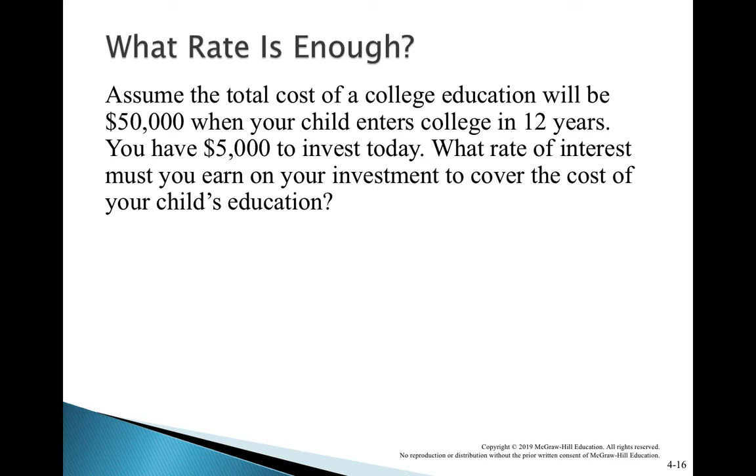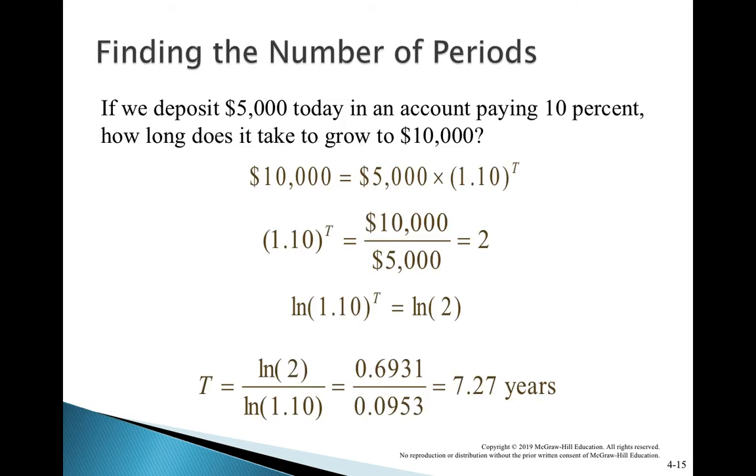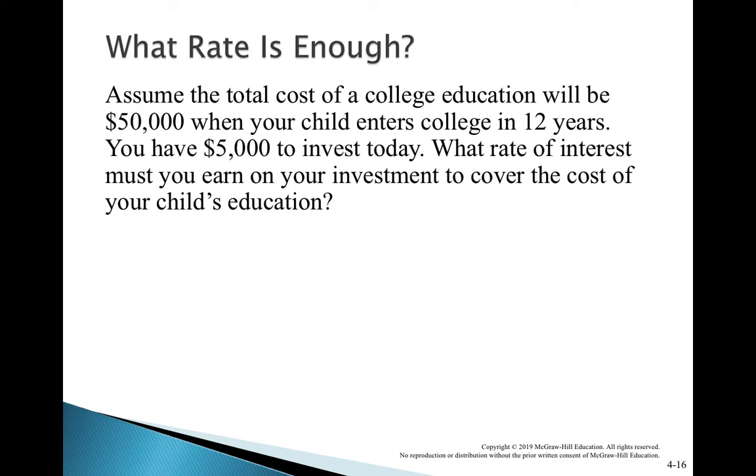You see, in the previous one we calculated the number of periods, how many years it will take for your 5,000 to become 10,000 at 10%. It will take 7.27 years. Here we calculated n, the number of periods. Here we want to calculate the rate of return. Why? Present value is 5,000, future value is 50,000, number of years is 12. But what is missing? R. You can calculate the rate. At what rate will your 5,000 become 50,000 after 12 years?